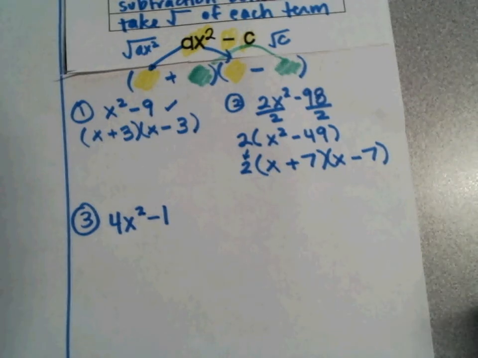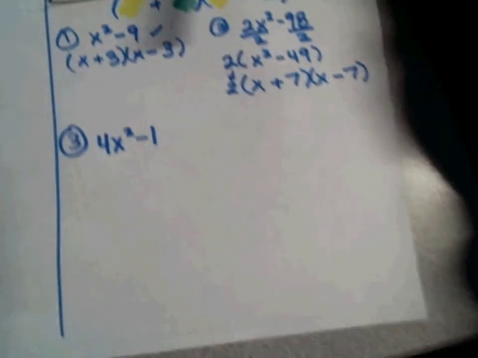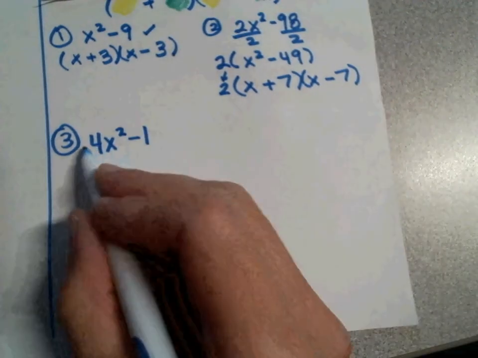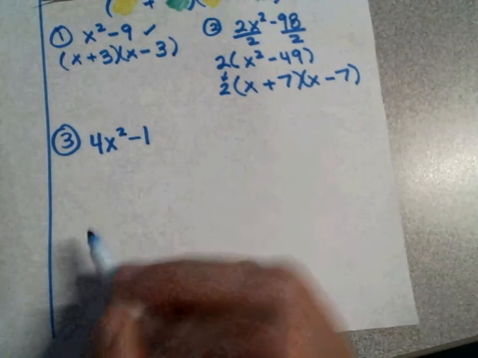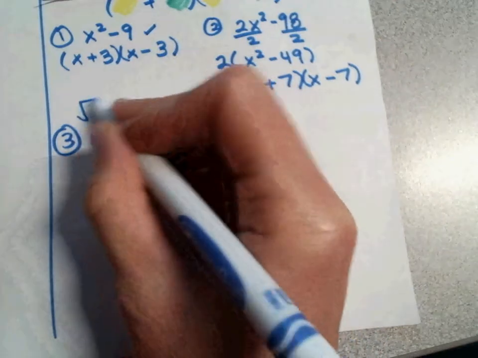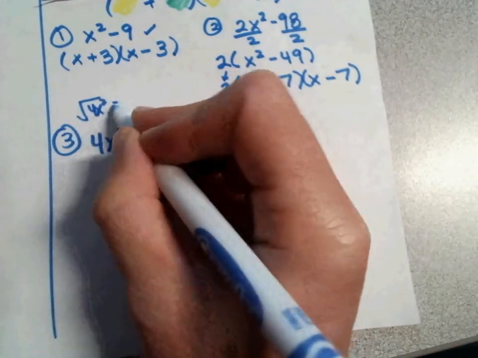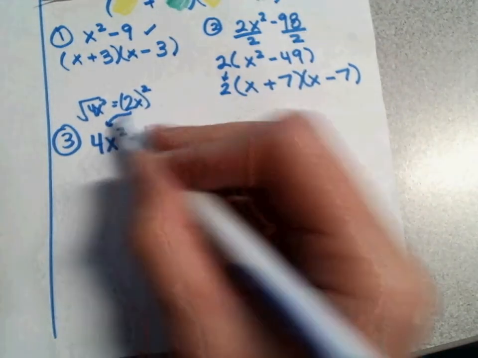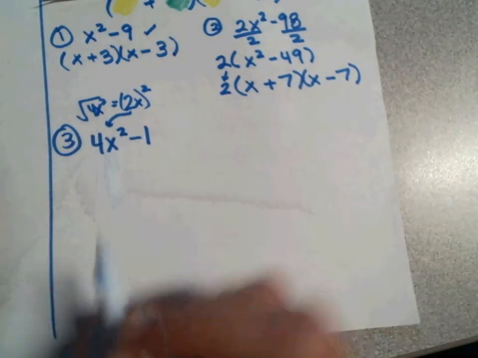Okay, first you look for a greatest common factor, always. There is not one. You have two terms, so you see if you can do the square root of each of these. And if you aren't sure, the square root of 4x squared would be 2x. That is, 2x squared is 4x squared. So that one does have a square root.